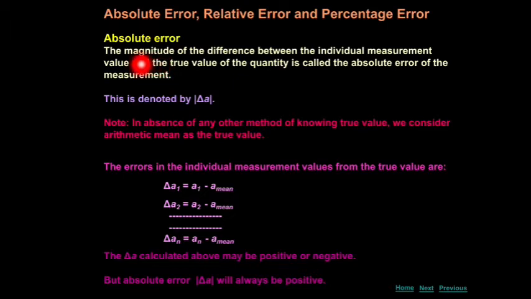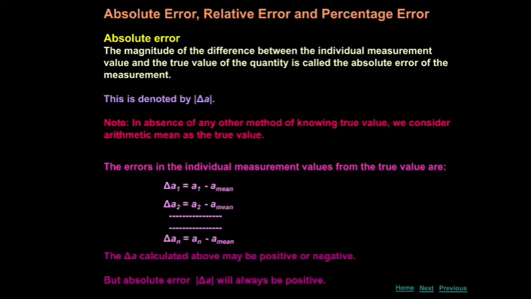The absolute error is defined as the magnitude of the difference between the individual measurement of the value and the true value of the quantity. It is called absolute error. So it's a difference between two values: one is the individual measurement value and the other is the true value. The true value is a fixed one.